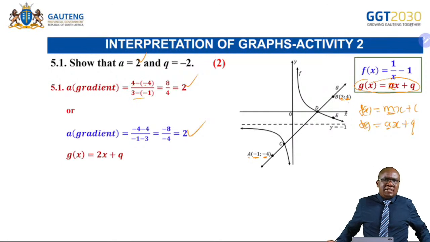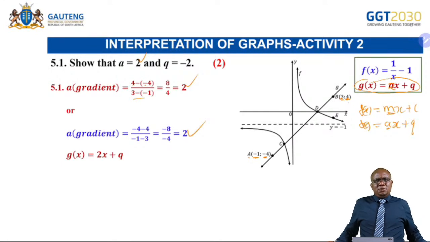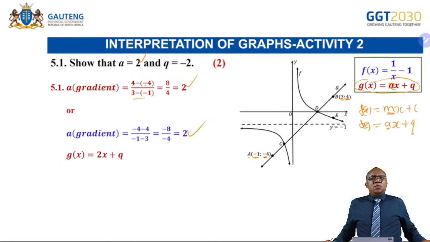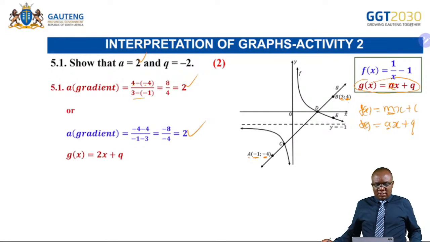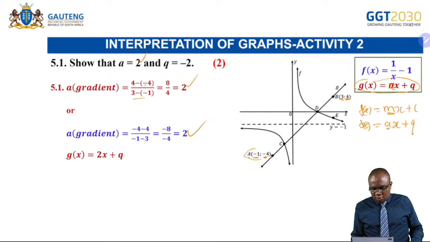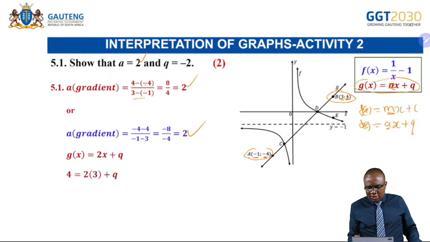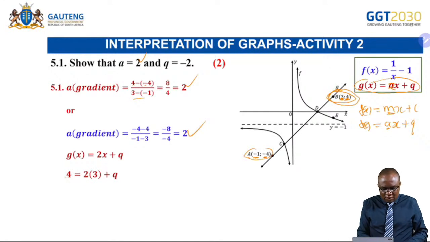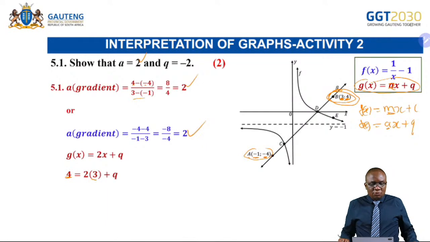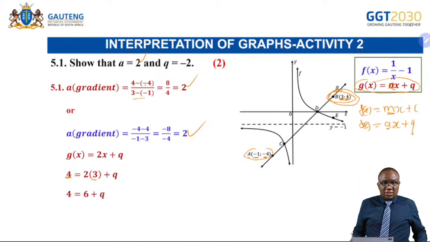Now, how do we find q? Do you remember that? We substitute any coordinate on the graph. We can substitute this point, or we can substitute this point. I use this point. Where there's y, I put 4, and where there's x, I put 3. Then we solve for q. q is equal to negative 2. We have done the first part.